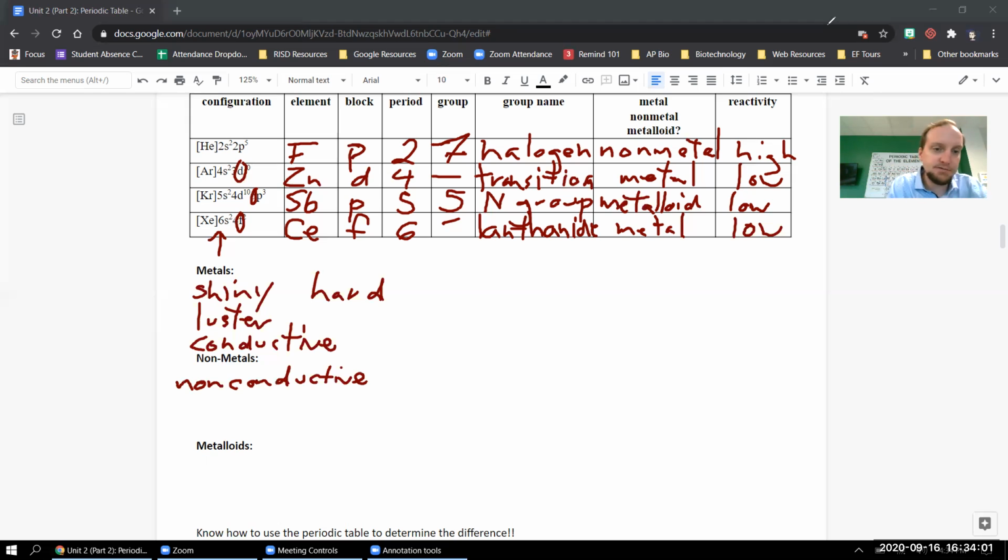They are non-conductive. Of course, they are not shiny. They are liquids or gases.